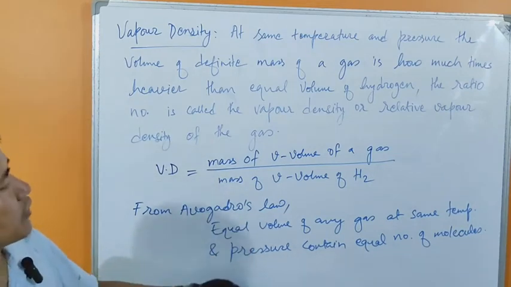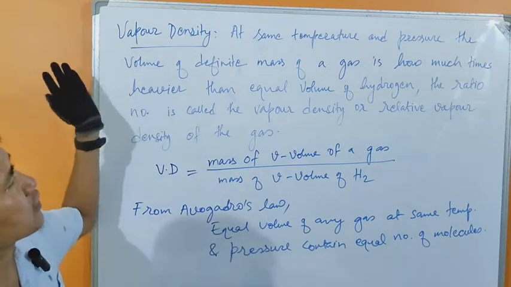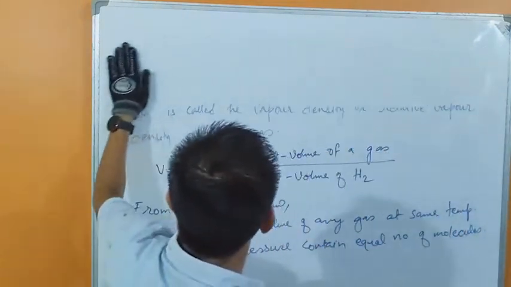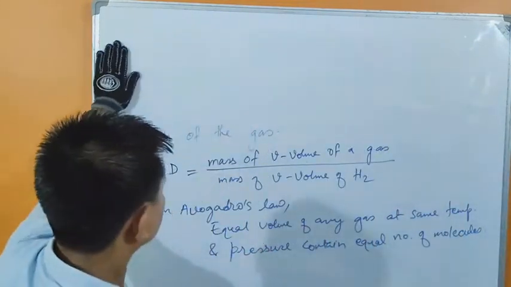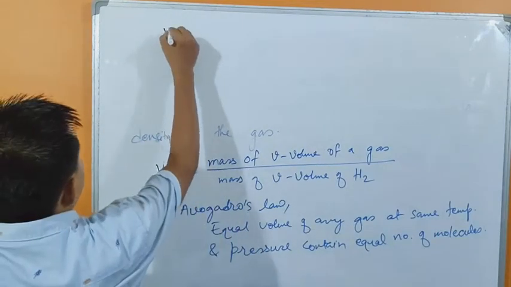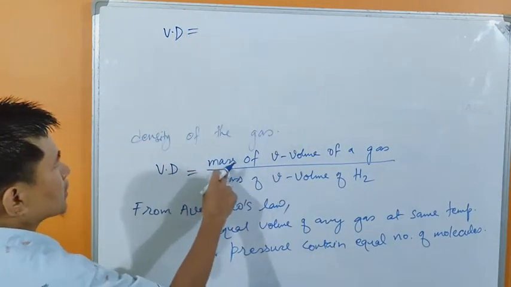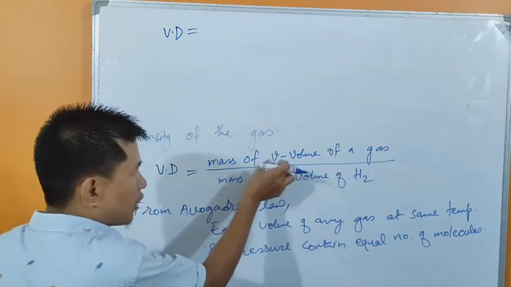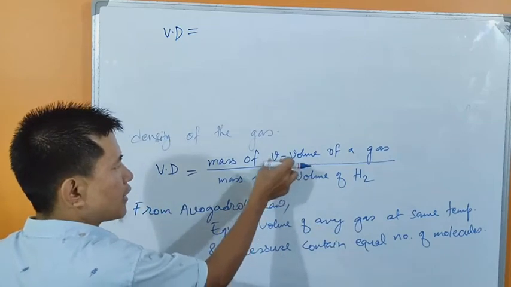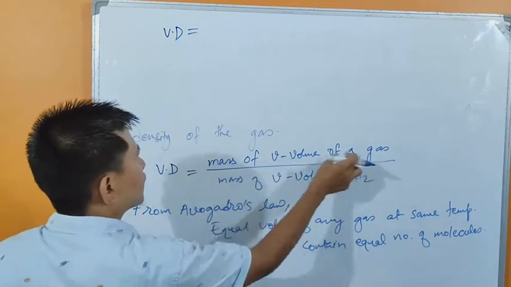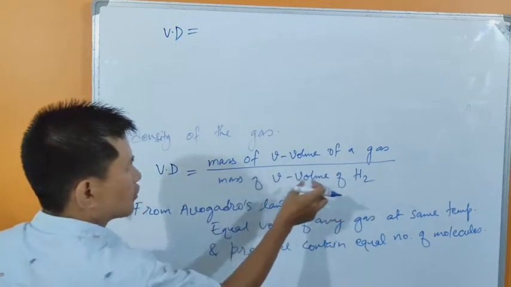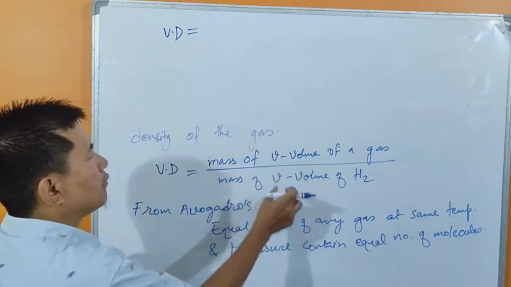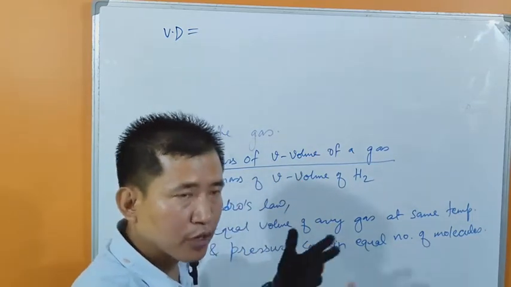Now let's begin. We don't have enough space down there. Please take a screenshot of this. I'm going to erase the upper part. Let me write. Then vapor density Vd equals the mass of V volume of a gas divided by the mass of V volume of hydrogen. The volume of that gas and the volume of hydrogen are equal. We have supposed the volume of the gas is V and the volume of hydrogen is also V. Equal volumes mean their number of molecules will also be equal.